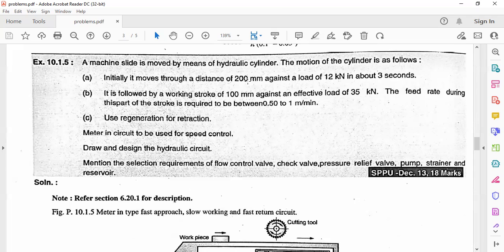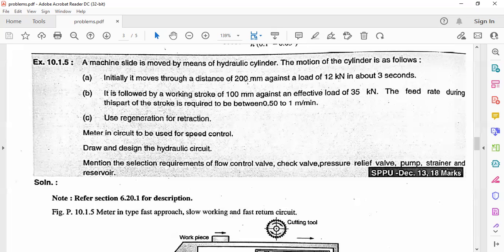Use regeneration for retraction. A meter-in circuit is to be used for speed control. Draw and design the hydraulic circuit. Mention the selection requirements of the flow control valve, check valve, pressure relief valve, pump, strainer, and reservoir. So this is given in the program. Write it down, or read carefully. Write down what is given in this program.